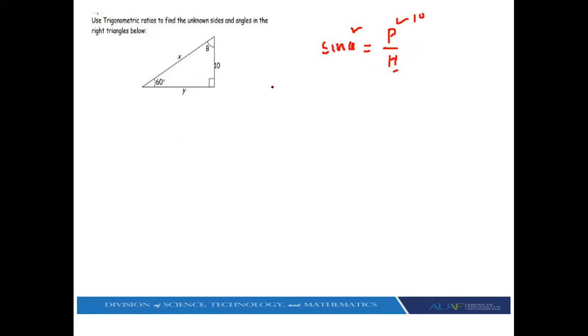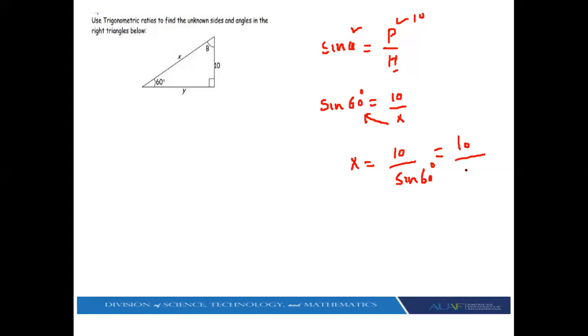How we can solve? If we try sine 60 degree equal to perpendicular, 10, divided by hypotenuse, you can see hypotenuse is x. This is sine 60 degree. So cross multiplication x with this one. So we have x is equal to what? 10 divided by sine of 60 degree. So find out 10 divided by sine of 60 degree, where sine of 60 degree equal to what? Sine 60 degree equal to 0.86.